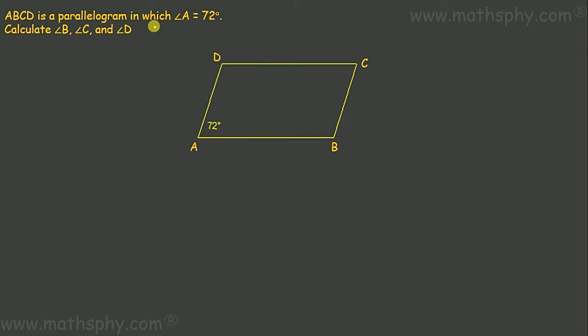ABCD is a parallelogram in which angle A is 72 degrees. This is angle A, which is 72 degrees. Calculate angles B, C and D. Okay, this is a parallelogram.